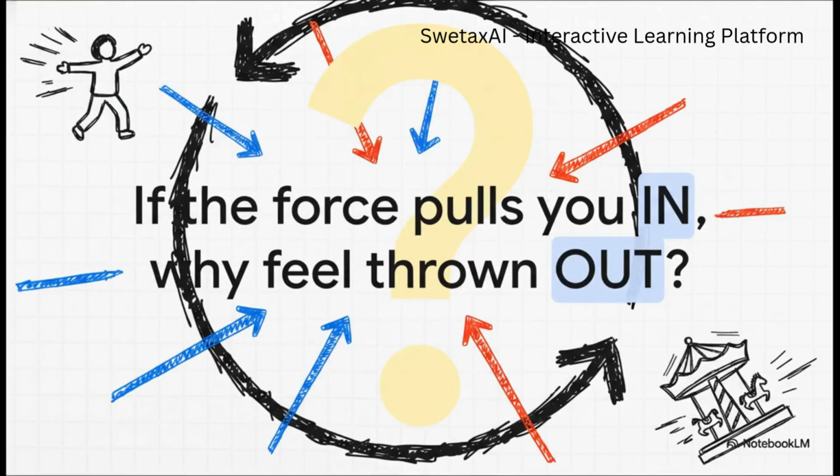But that leaves us with one last, really fascinating question to think about. If all the real physics, all the real forces are pulling you in towards the center, then why does every single instinct in your body scream that you're being thrown out? Well, that feeling, that's a whole other story. It involves something we call a fictitious force, and it's a topic for another day.